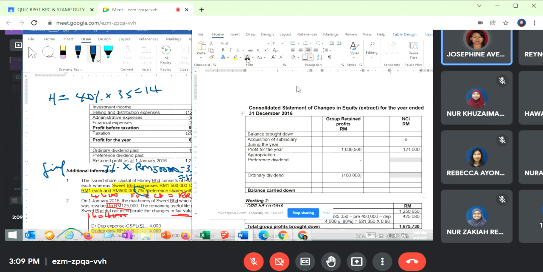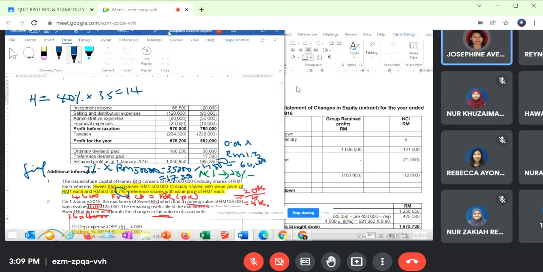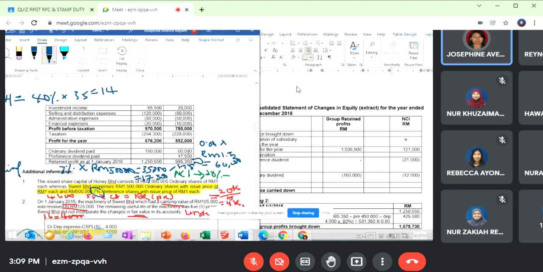So you will see that the NCI will be debited with their share of the ordinary share dividend from the subsidiary company, which is 40% of 20% of 60. 20% of 60, that's 12. As for the preference share, the total preference is 35% times 60, which is 21.